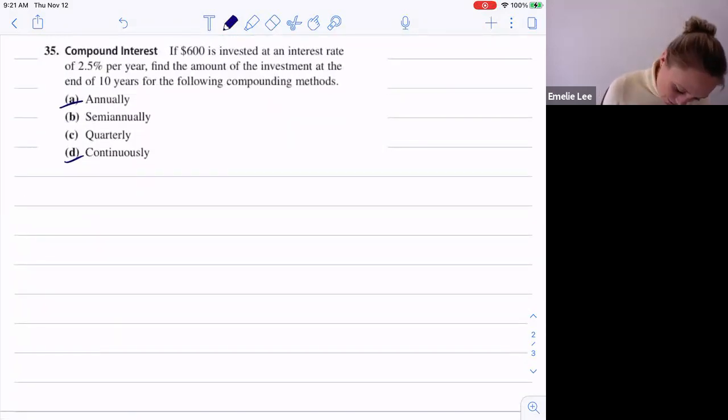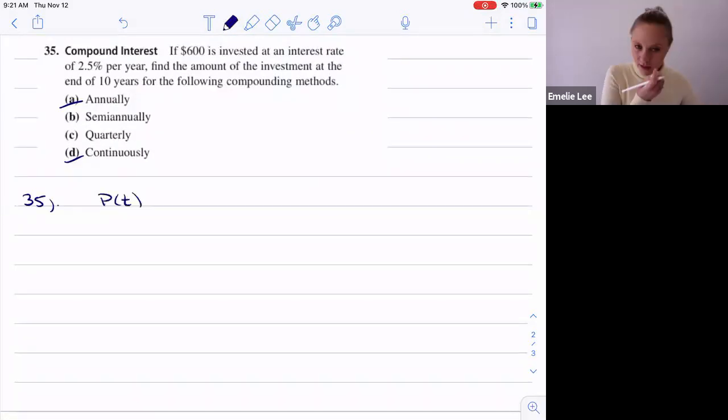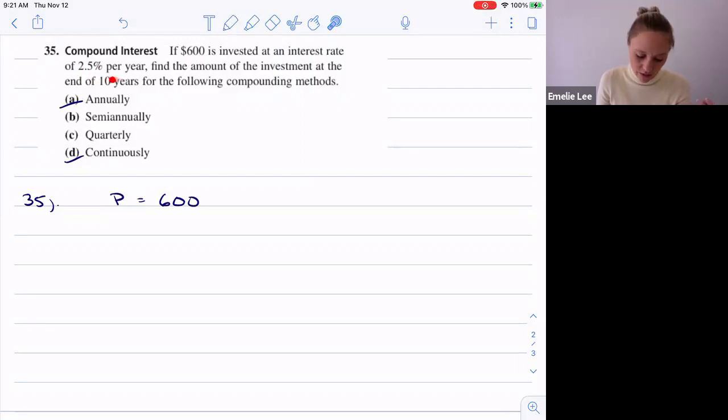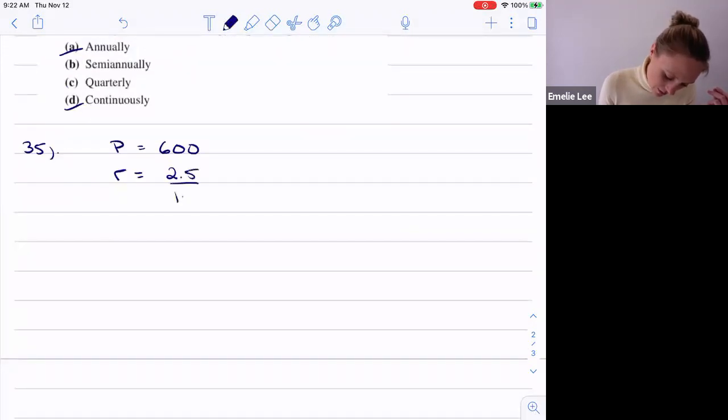So first off, maybe what we should do is outline all the information that we're given. P is 600, right? Because that's my initial investment. So 600 is my P. The interest rate is 2.5% per year. Okay, so that's annually. And so my R is 2.5 divided by 100, right? I need to convert it to a decimal. So it's going to be 0.025.